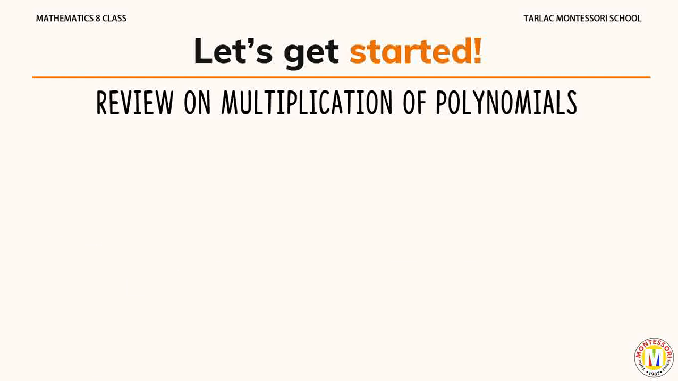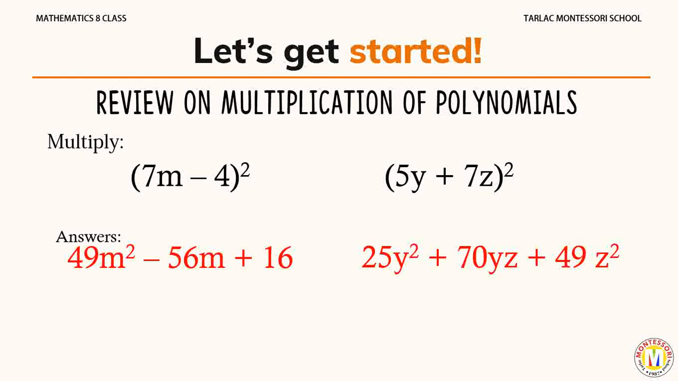So let's get started. As I have said a while back, factoring is the reverse process of multiplication. We will be engaged here with 2 examples, and for a review on the multiplication of polynomials, we have here (7m - 4) squared. As you can observe, this is a square of a binomial.